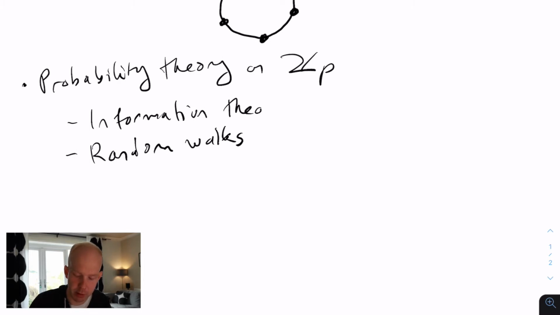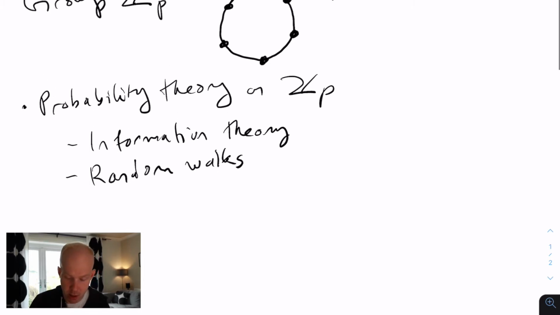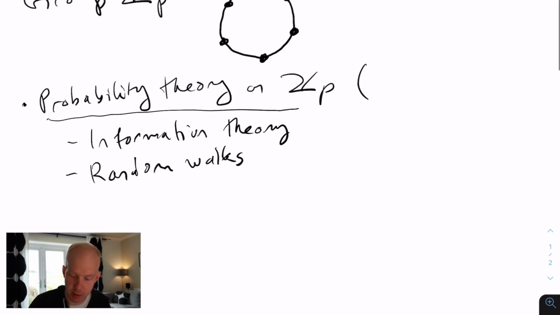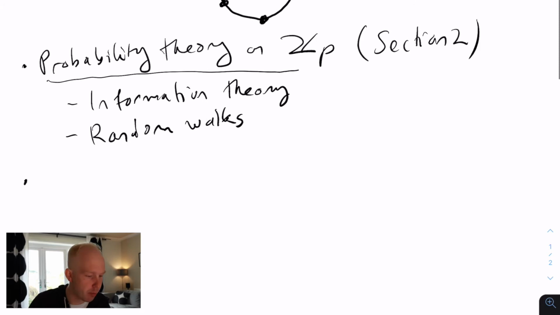So this is information theory. Maybe that's a better way to say it. And then, once you have these ideas of probability theory, which in the lecture notes is section 2, we will go into studying, let's say, time evolution within these things.